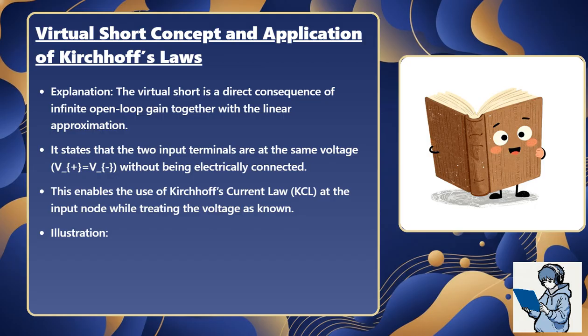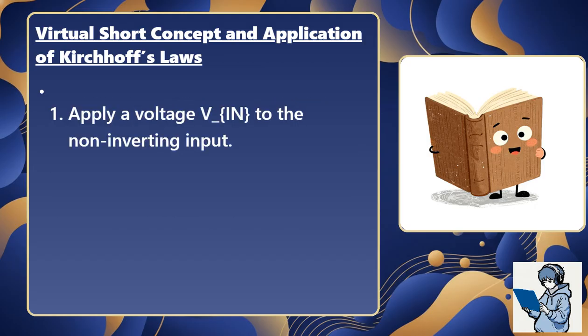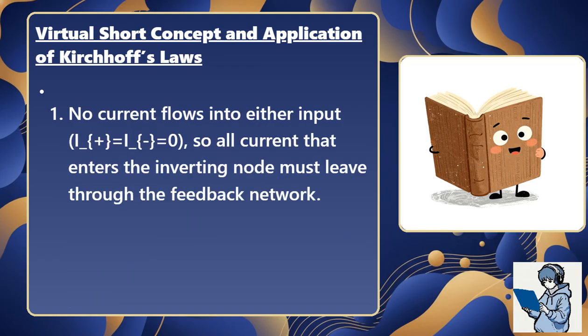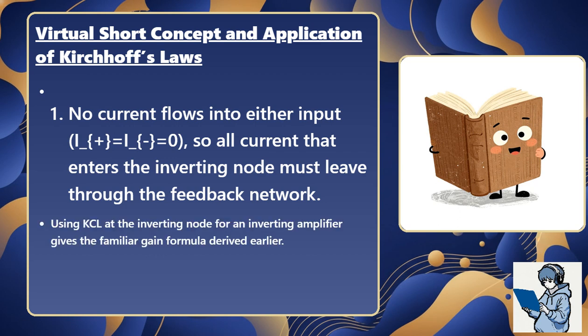Illustration. Step 1. Apply a voltage Vin to the non-inverting input. Step 2. Because A sub OL is infinite, the operational amplifier drives its output until the inverting input node is forced to the same voltage as the non-inverting node. Step 3. No current flows into either input, I plus equals I minus equals 0, so all current that enters the inverting node must leave through the feedback network. Using KCL at the inverting node for an inverting amplifier gives the familiar gain formula derived earlier.